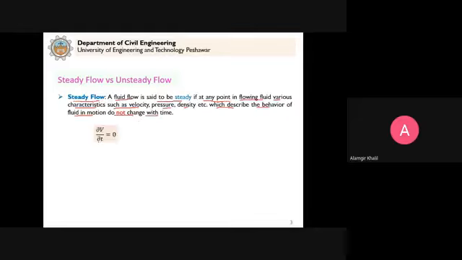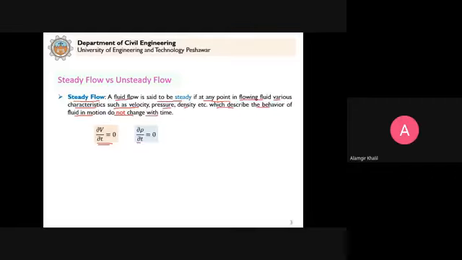So for steady flow, what we can write down is that partial V by partial T equal to 0. What does it mean? It means that the change in velocity with respect to time is 0. It means that velocity is constant. It is not changing with respect to time. So that's why this is steady flow.